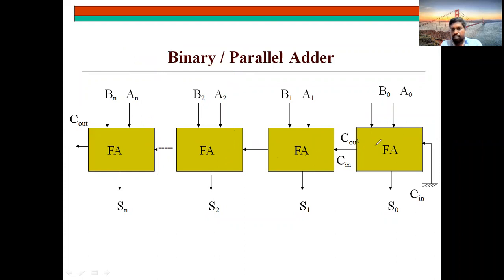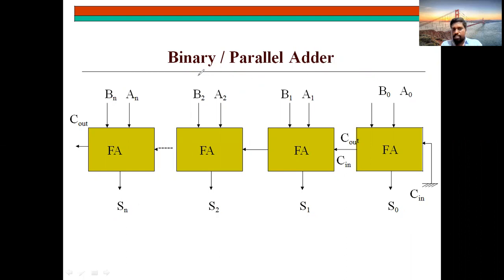And remember that the C out of the first one will become C in for the second, and C out of the second will become C in for the third. C out of the third will become C in for the fourth, like that. C out becomes C in. That is the concept of the interconnection here. Okay, this is your adder circuit. Directly this A0, A1, A2 till An, likewise this B0, B1, B2 till Bn, will be added parallelly. And you will get outputs at a time, S0, S1, S2 till Sn. It is a common diagram given.